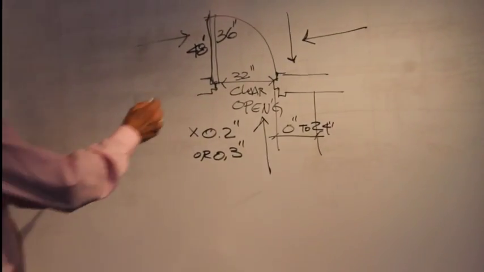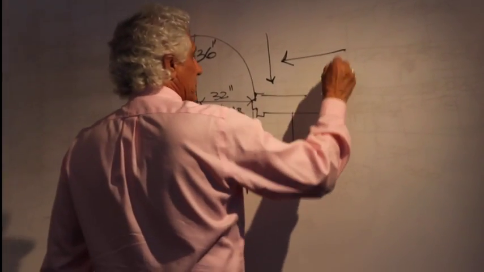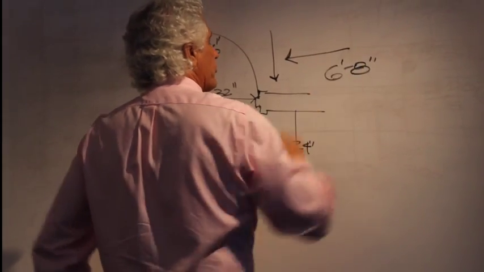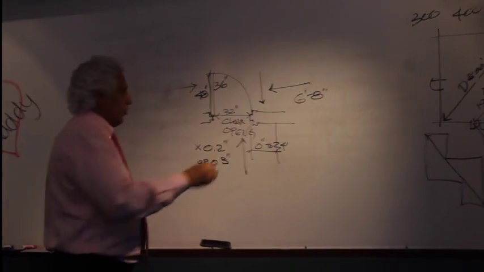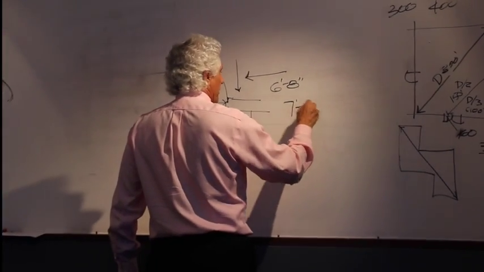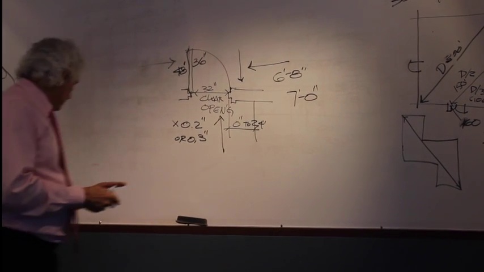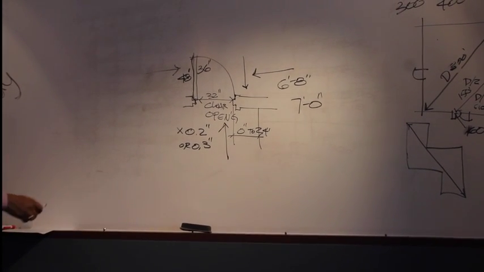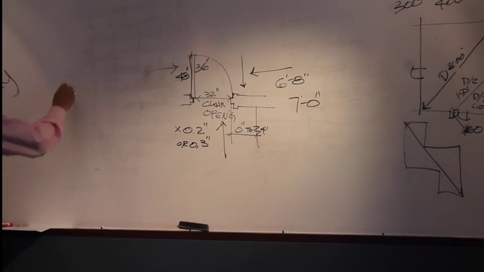And the minimum height of the door is 6'8". But most commercial buildings use 7-foot doors. The 6'8" are primarily for residential type structures. The corridor widths are also the same thing.